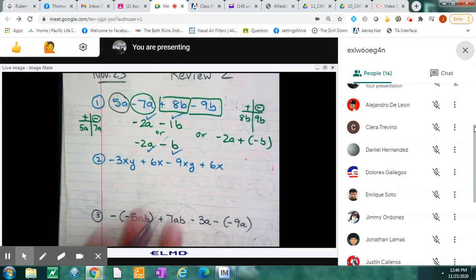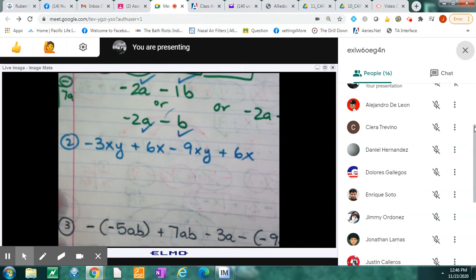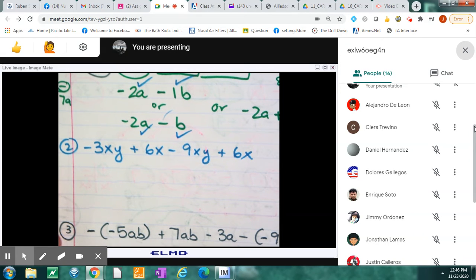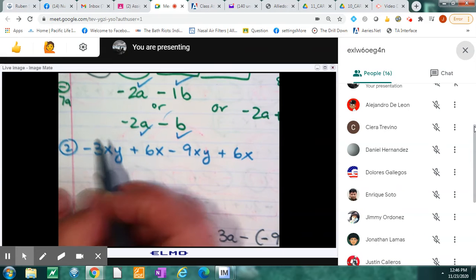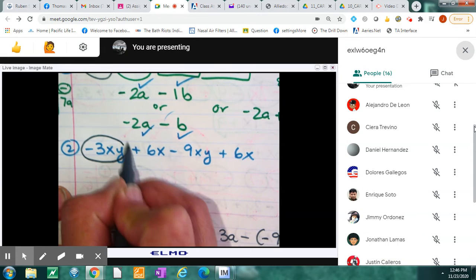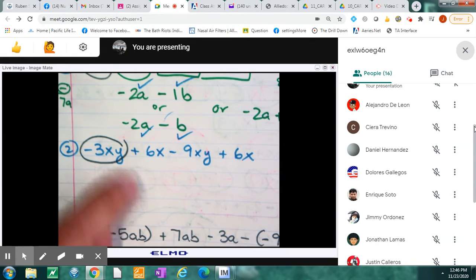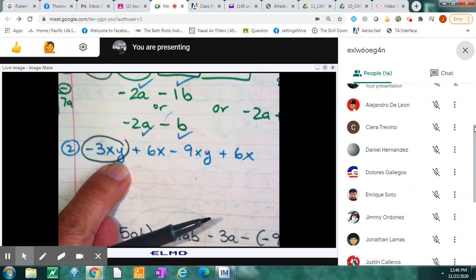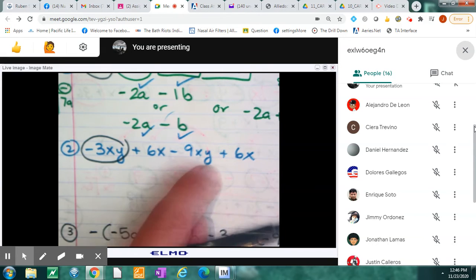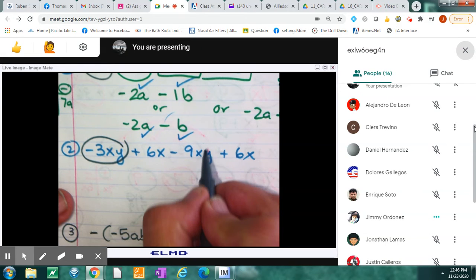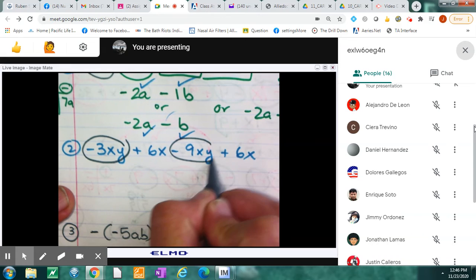Here we go. So the next one is negative 3xy plus 6x minus, but you have an x everywhere, right? Remember, some terms have the x with the y. So here we got negative 3xy, right? So Jimmy, the negative 3xy is going to be combined with which other term in that expression? Negative 9xy. Very good, because it has a negative 9x and the y.